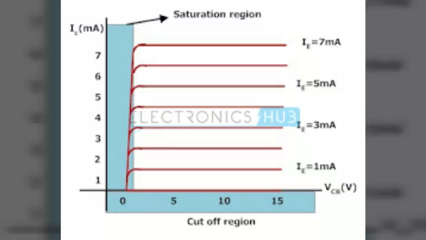Third, a very large change in the collector-base voltage produces only a tiny change in collector current. This means that output resistance is very high. The value of output resistance Ro will be equal to delta VCB upon delta IC at constant IE.